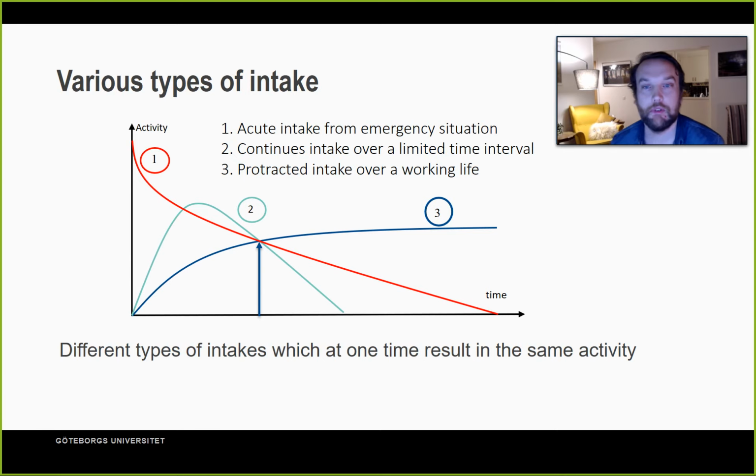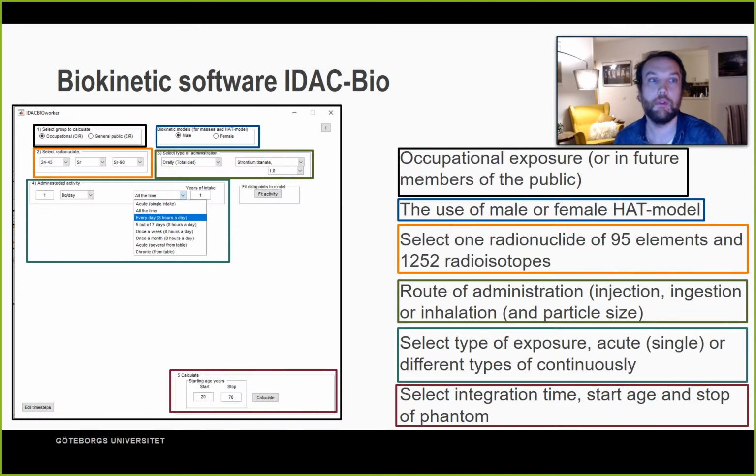ICRP will publish this for acute intake, but there are many different types of intake or exposure that workers or members of the public can be exposed to. This graph shows first the case which ICRP covers, but otherwise it could be a continuous intake over a limited time or a protracted intake over a working life. And all this can at one time result in the same activity. So we try to make a code which covers all this.